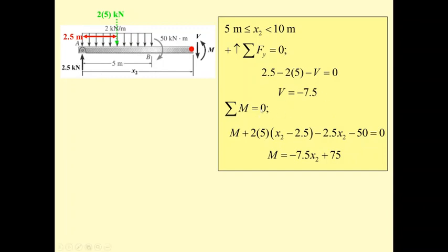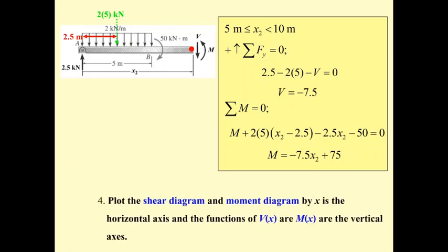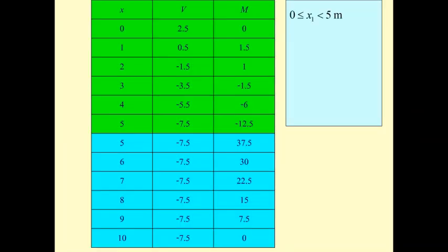Okay, let's make a note on this. There is no uniformly distributed load here. And we can see the V is a constant. And the M is a linear function. See, it steps up by one order from the load to the shear, from the shear to the moment. And finally, we put all the equations together.